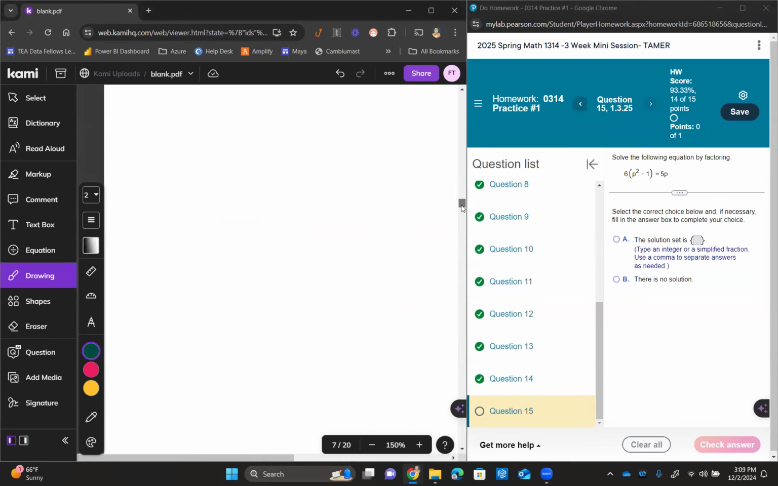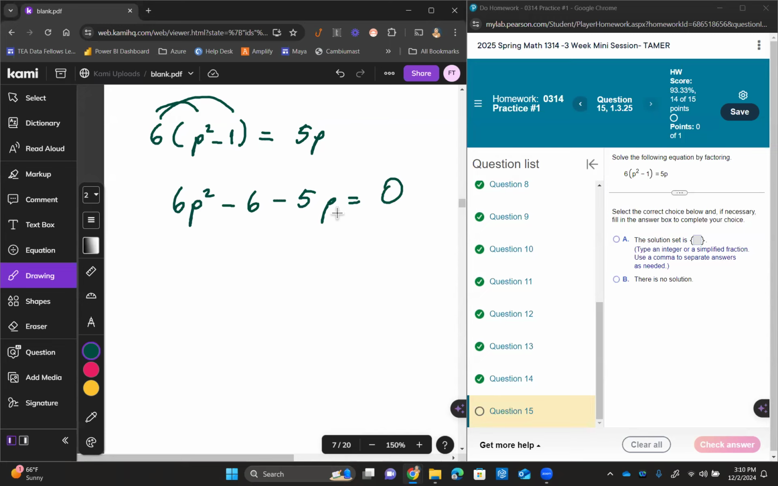The last question on this assignment is similar. So 6(p squared minus 1) is equal to 5p. Since this is not as organized as we would like, we're going to do our best to put it in the format that we are familiar with. 6 times p squared is 6p squared. 6 times negative 1 is negative 6. And we will bring the 5p to the other side as negative 5p. Since there is nothing left on the right side, this is a 0.